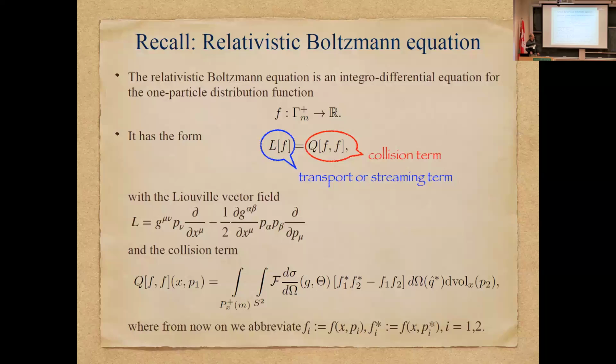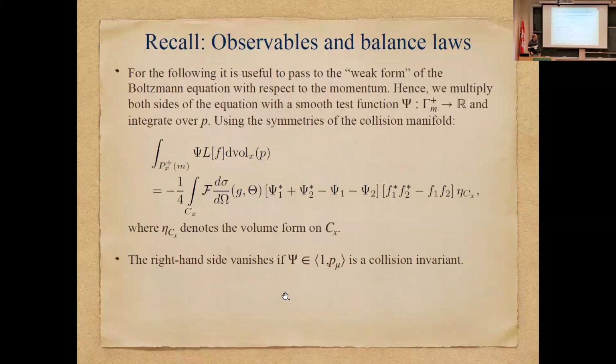All right, so recall from yesterday. The Boltzmann equation had this form. There was the transport term, which is described by the Liouville vector field. F is the one particle distribution function, which is a function on the future mass shell. And then there was this collision term, which is this quadratic integral operator, which I explained yesterday, which depends on the differential cross section, which describes the nature of your binary interaction.